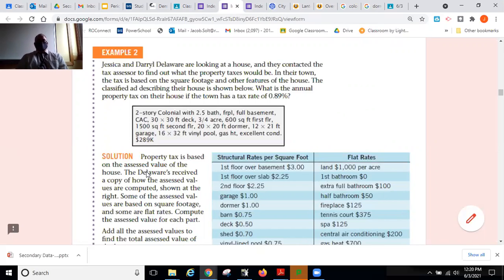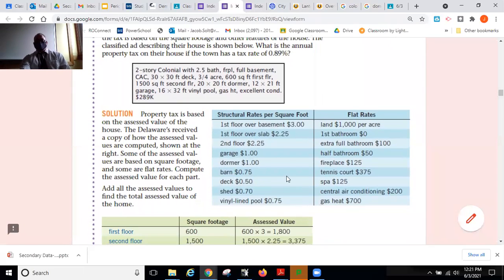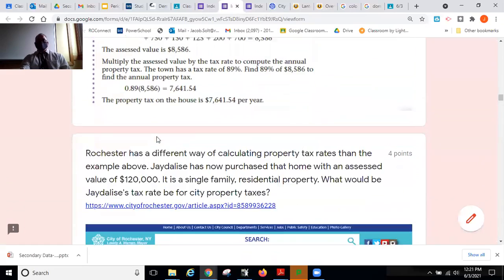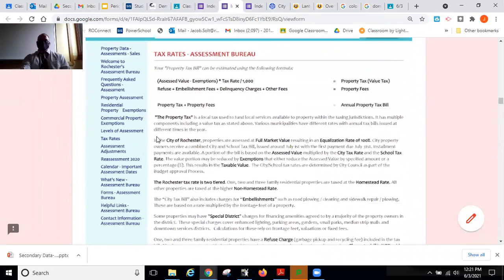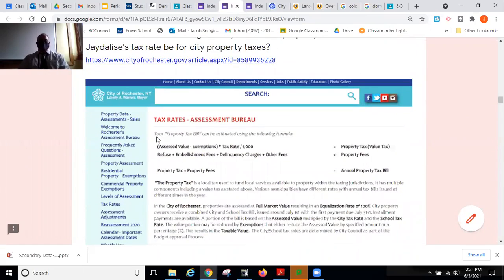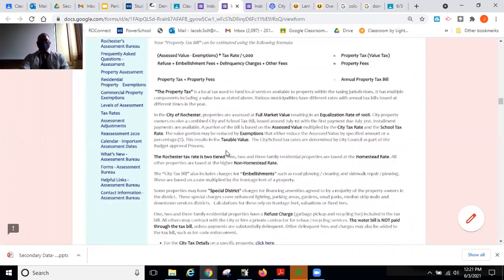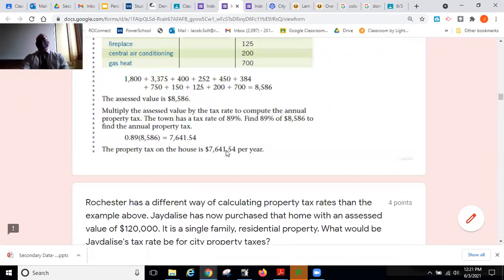All right. Here's our situation now. Let me preface this by saying that this example came from a textbook, and it's all sorts of messed up in several different ways. When I first looked at this, I thought, wait a minute, this is not how we do taxes here in Rochester. So instead of doing the exact same thing, I went to the Rochester City Assessment Bureau's office website. I gave you the link right here. I actually looked at how Rochester assesses taxes, and we're going to look at that today.